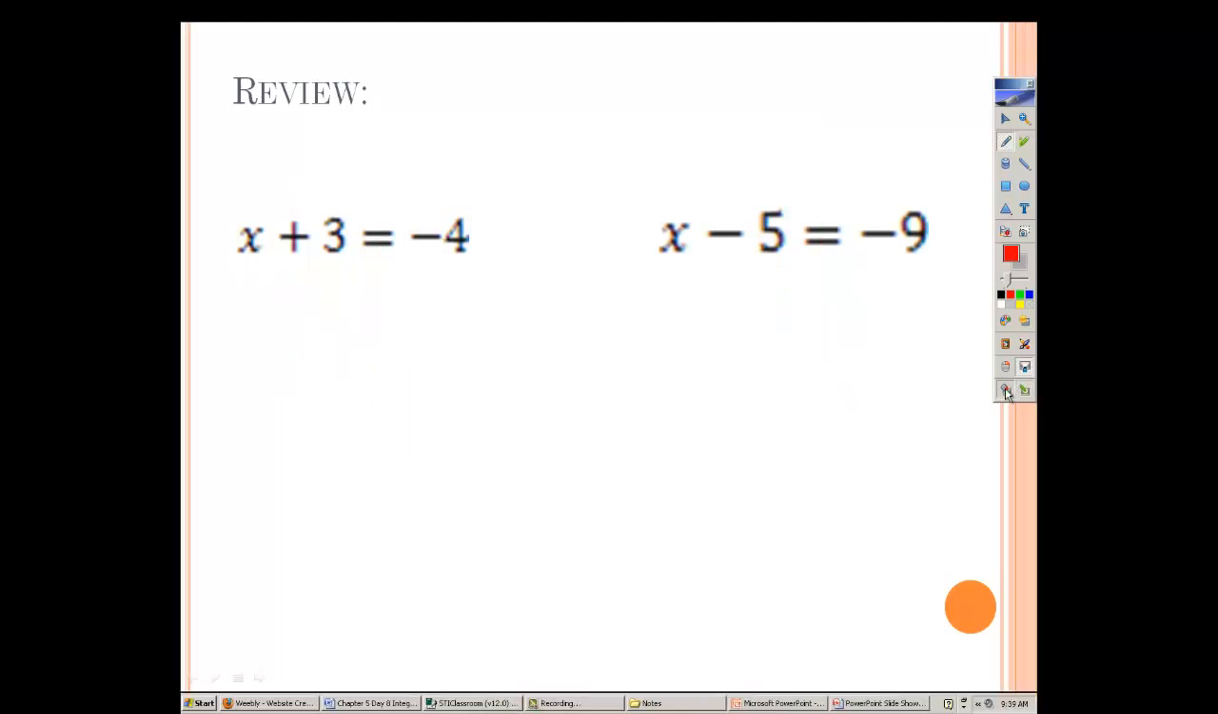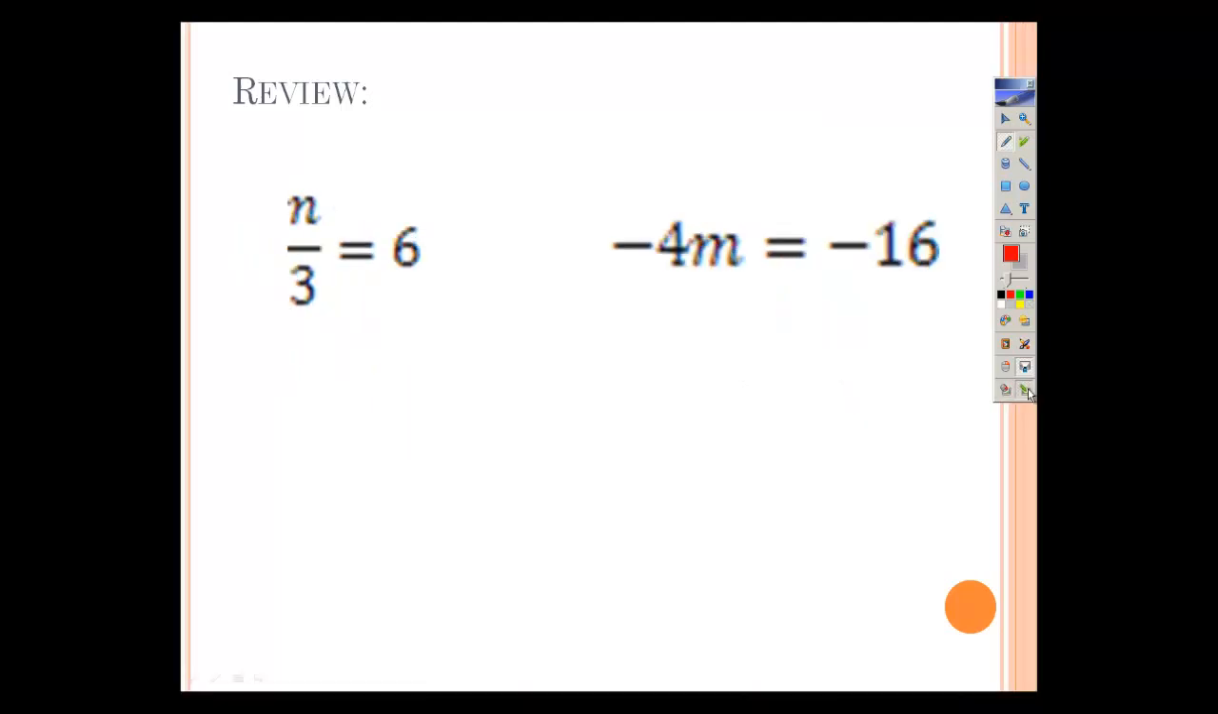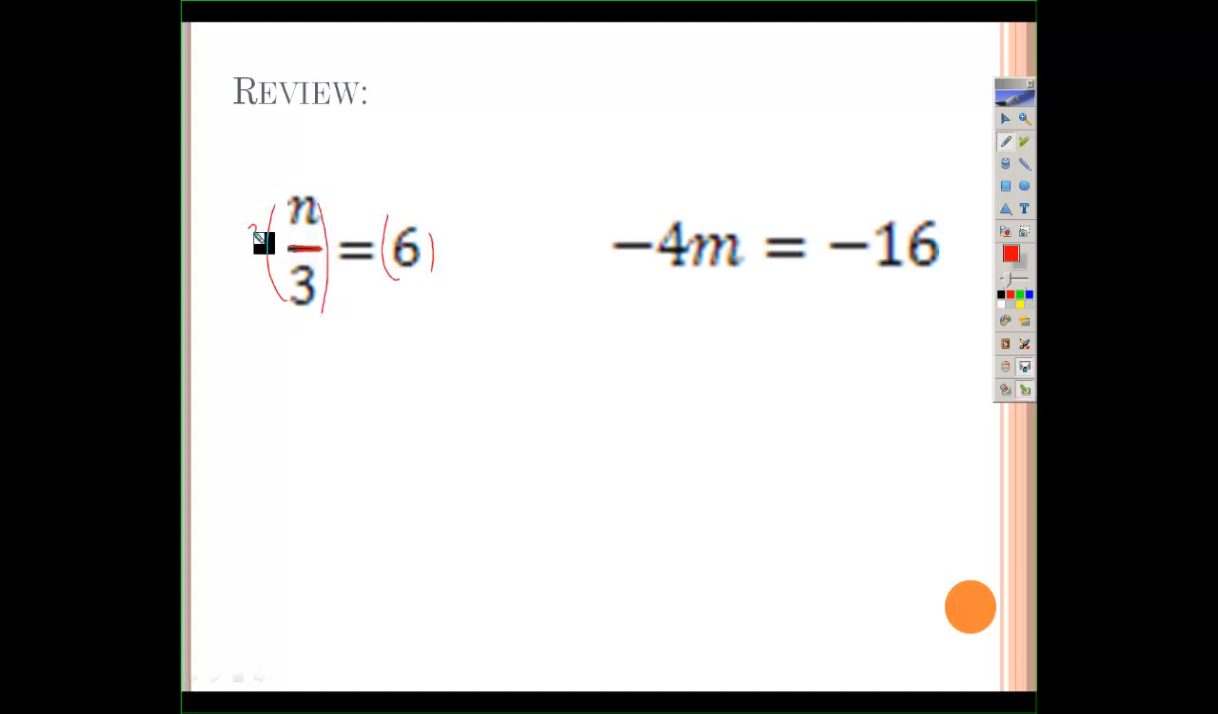In fact, we've done some problems where you have to multiply and divide to solve. These one-step problems. This says n divided by 3. The opposite of divide is multiply, so we multiply both sides by 3. And so n equals 18. We've solved equations like that.